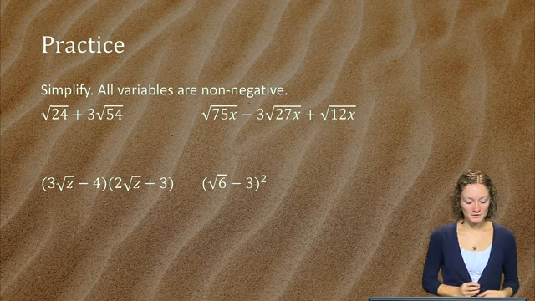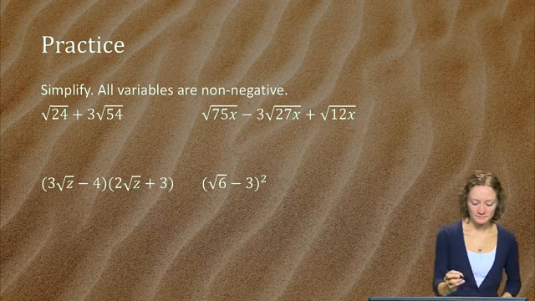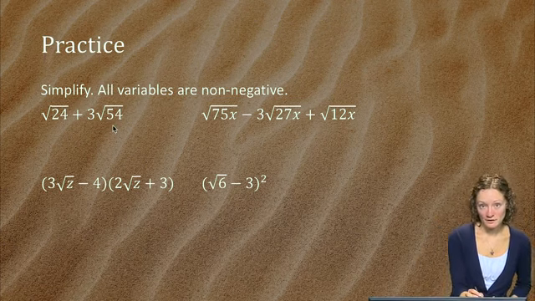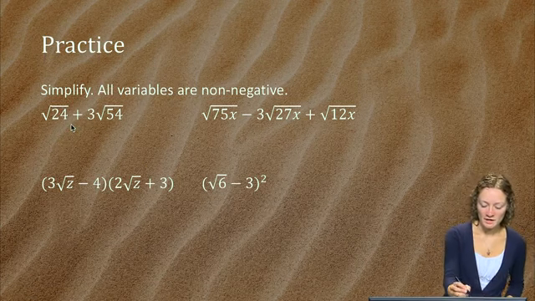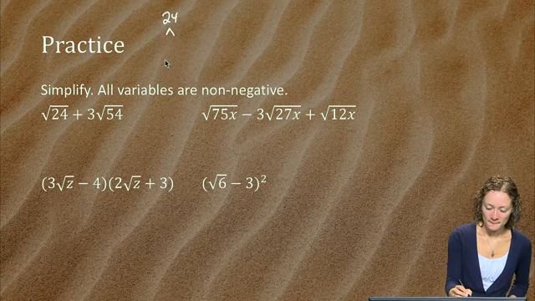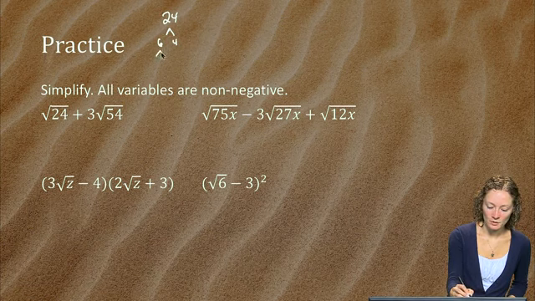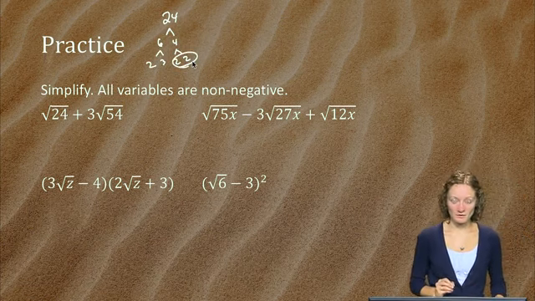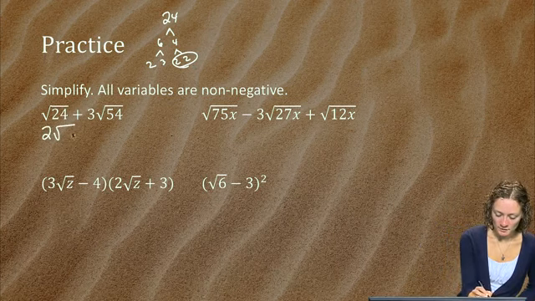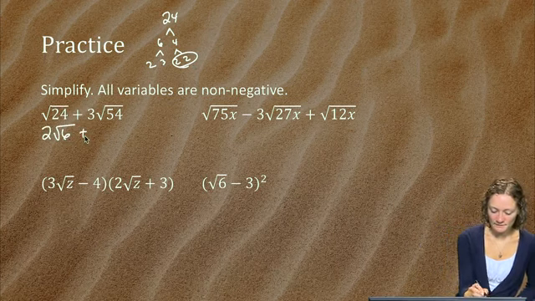Okay, first problem, square root of 24. These are not like radicals, so we can't combine them together. So we'll attempt to simplify. 24 breaks down to 6 and 4, 6 to 2 and 3, 4, 2 and 2. So there's a pair of 2's. 2 comes out, leaving a 6 inside.